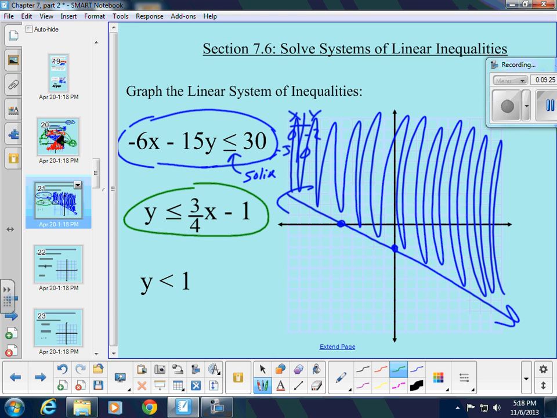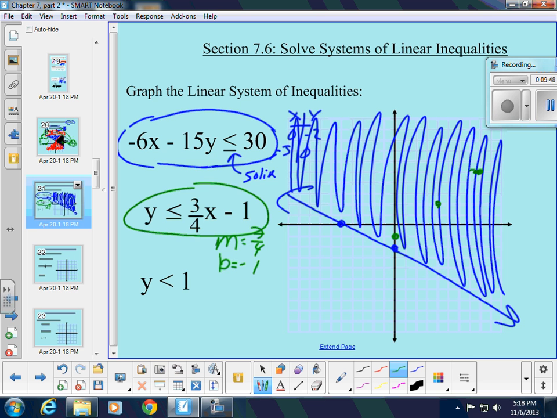This one's in slope-intercept form again. So I can pick out the slope, which is 3/4. I can pick out the y-intercept, which is negative 1. Negative 1's my y-intercept. I'll start there. Then I'll go up 3 over 4 and put a point. Up 3 and over 4 again, and put a point.